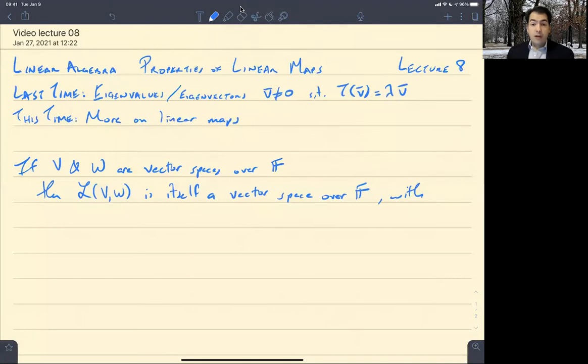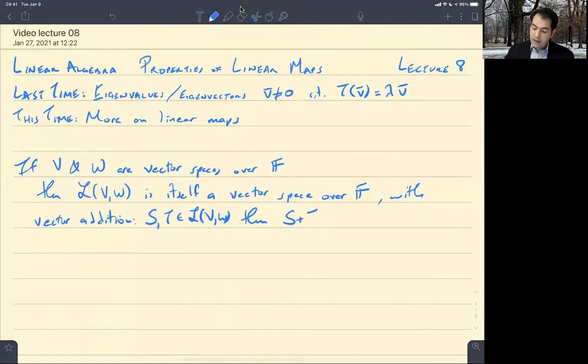Right? So remember, a vector space is a set with a distinguished element, 0, and two operations, vector addition and scalar multiplication. So in this case, what are those? So vector addition, if you give me two linear maps between V and W, then I can add them and I get another linear map between V and W. All right, so of course we're adding them in the sense of functions. This is pointwise addition. The value that you assign to a given vector v is S of v plus T of v.